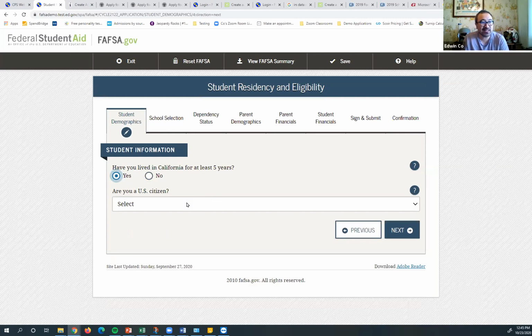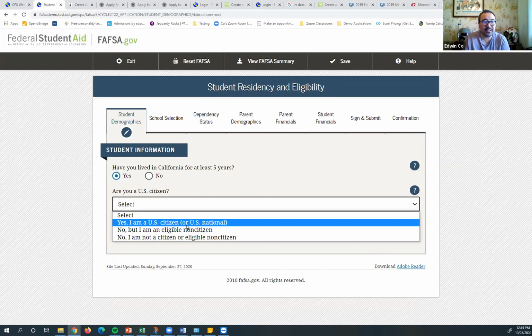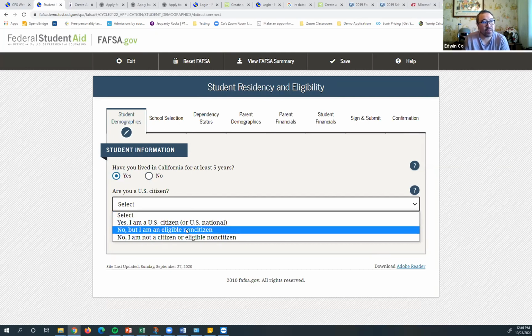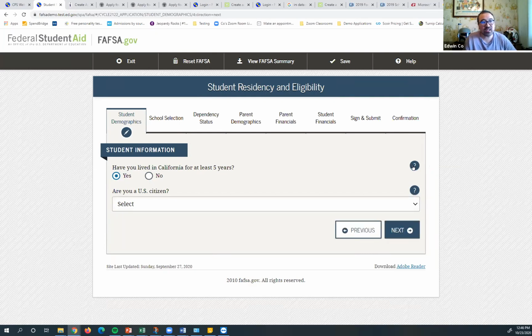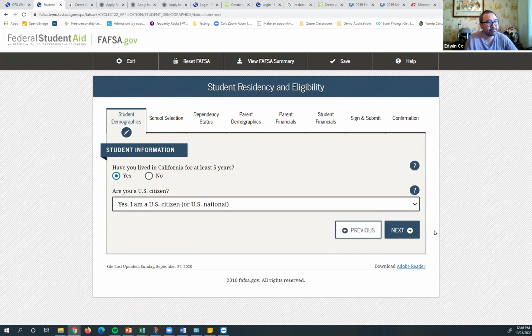Next question, are you a US citizen? It's yes, I am a US citizen, or no, but I'm an eligible non-citizen. Eligible non-citizens are usually students with green cards. They also have these little question bubbles, so if you have any questions about a clarification for each of these questions, that is available for you. I'm going to put down US citizen for now.